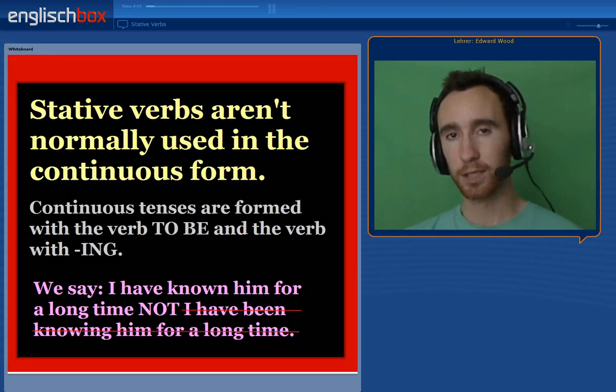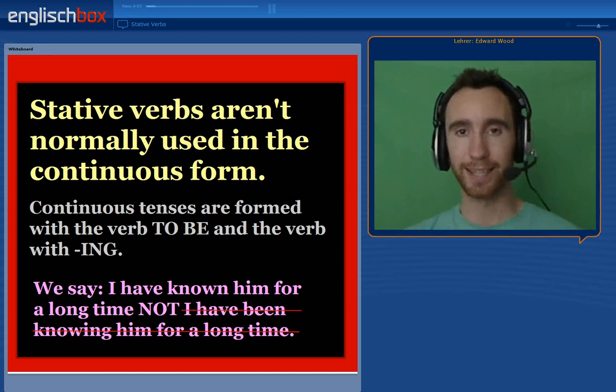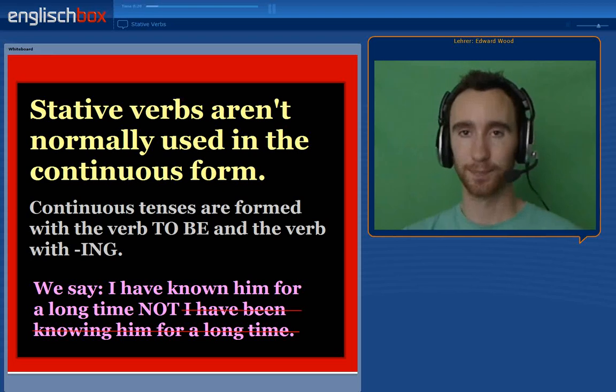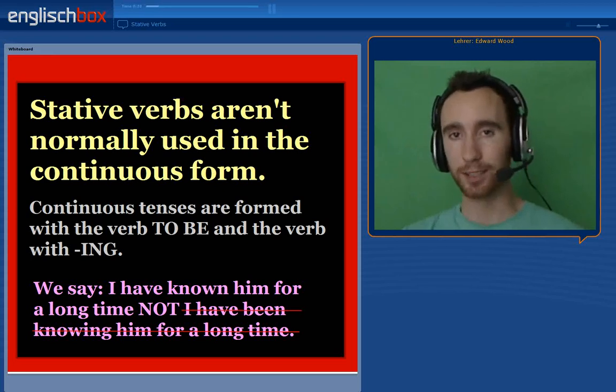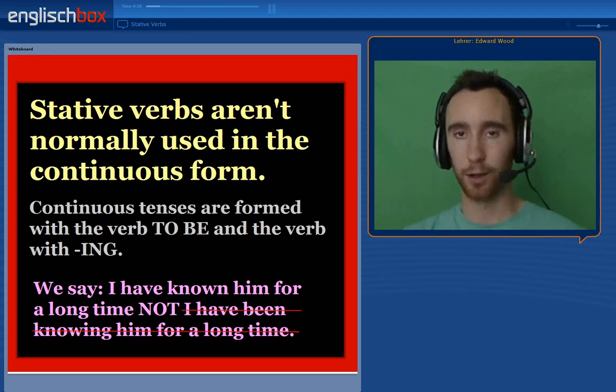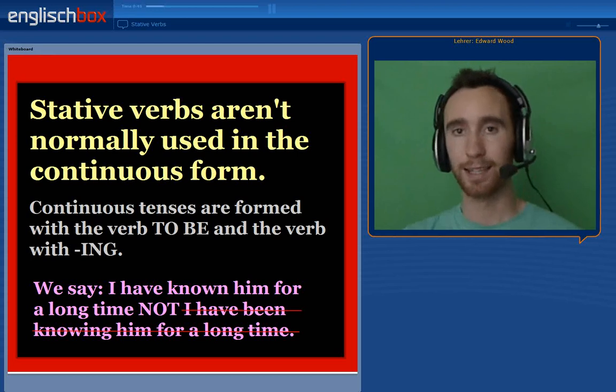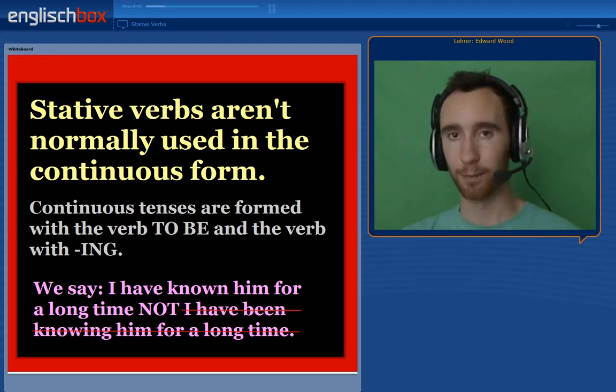Well, stative verbs are not normally used in the continuous form. That is to say, they are not used in continuous tenses. They are normally used in the simple form without ing and the auxiliary verb to be. So we say, for example, I have known him for a long time, and not I have been knowing him for a long time.